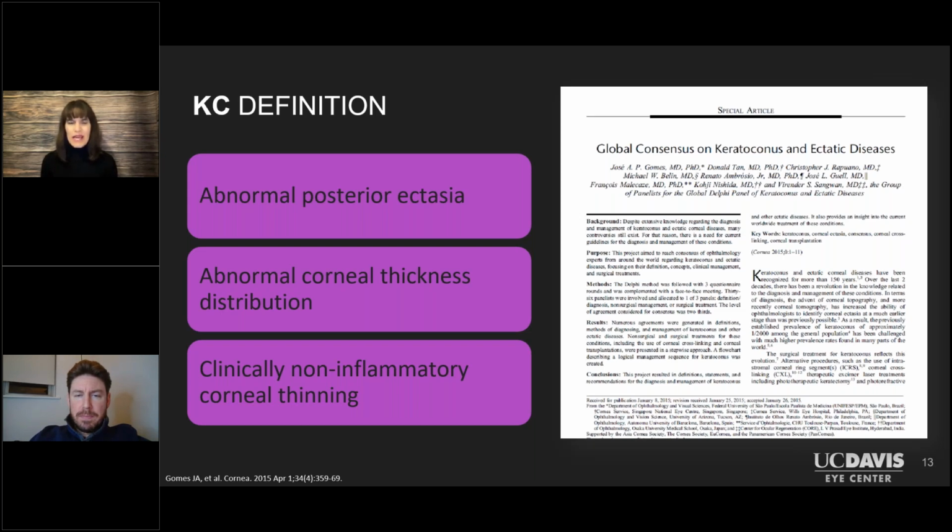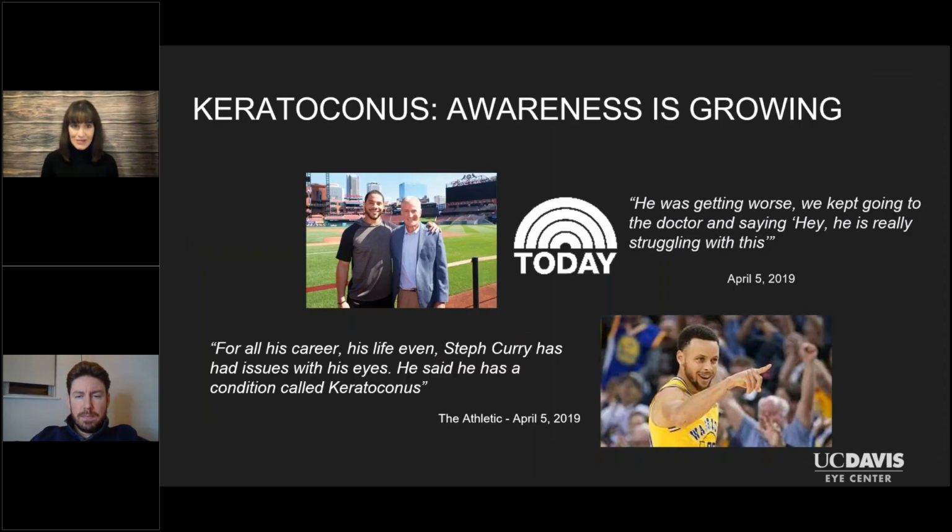So we know it's really that posterior cornea that we're looking at. And we have tomography where we can image that posterior cornea and find the irregularity. We know that there's an abnormal global thickness variation, so not just focal, not taking pachymetry in one spot, but looking at the entire cornea. And we know it's that non-inflammatory corneal thinning. As John showed in the picture before, it could be in different areas, and we will show you some different types of keratoconus and some different images coming right up.